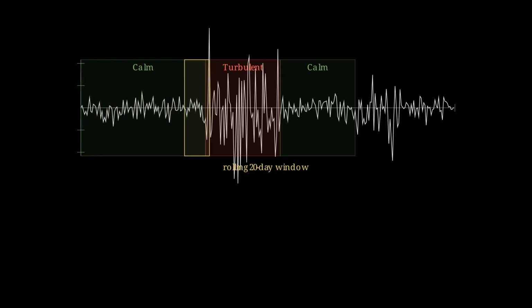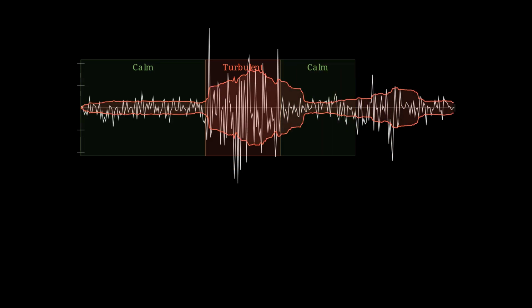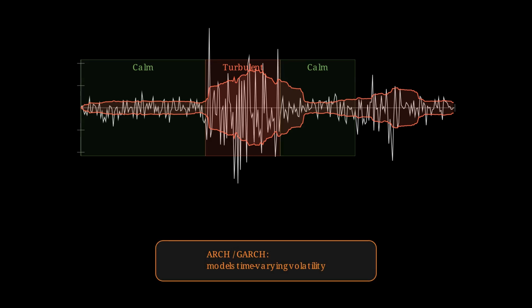The implication is that volatility is not constant, it has its own dynamics. Yesterday's volatility is informative about today's. This is the motivation behind a class of models called ARCH and GARCH, autoregressive conditional heteroskedasticity, which model the time-varying nature of volatility. You do not need to know the formula yet. The intuition is, the market's nervousness is autocorrelated, and ignoring that leads to badly mis-sized risk estimates.